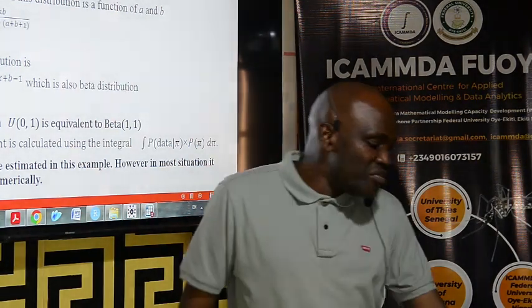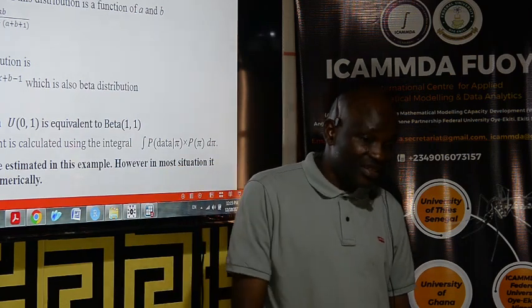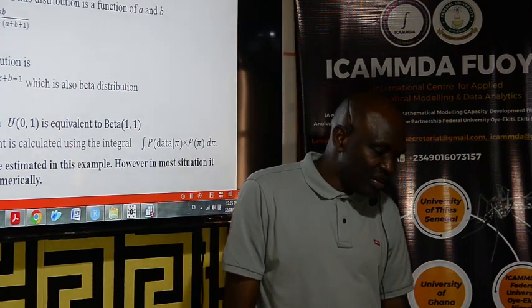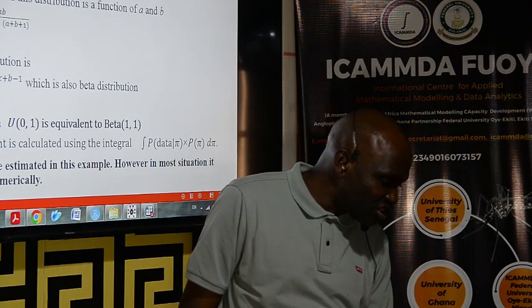We all know this very well. The mean of that distribution is A over A plus B, then the variance is these two. Therefore, what will our posterior distribution be?